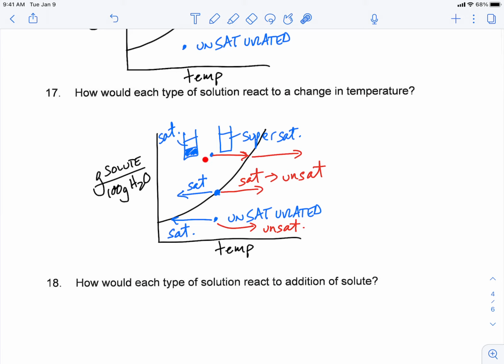All right. If I had a supersaturated solution and I cooled it down, not sure exactly what would happen. It really might depend on the chemical. It might stay supersaturated. At some point, though, it might get too cold and then turn into saturated and have all those crystals come out. All right.